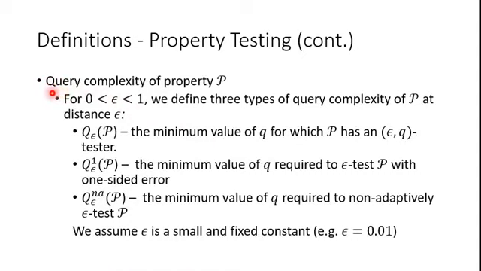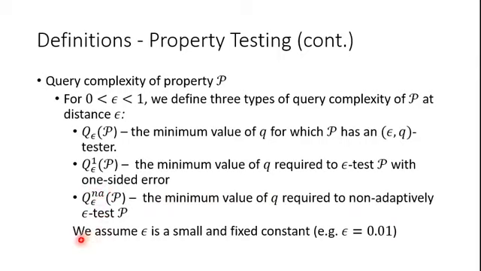The next definition is query complexity of property P. For epsilon larger than 0 and less than 1, we define three types of query complexity of P at distance epsilon. The first one is Q_epsilon(P). This is the minimum value of q, the minimum number of queries, for which P has an (epsilon, q)-tester. Q_1_epsilon(P) is the minimum value of q required to epsilon-test P with one-sided error this time. For this we have the 1 here. Q_NA_epsilon(P) is the minimum value of q required to non-adaptively epsilon-test P. For this we have the NA here.